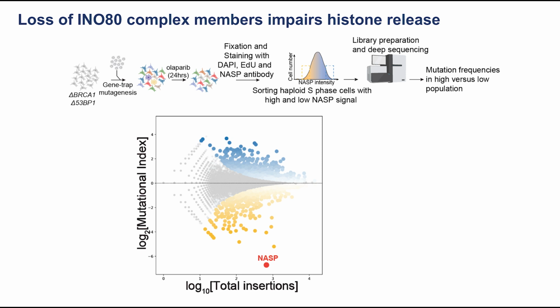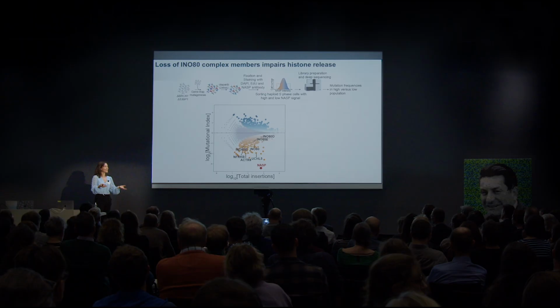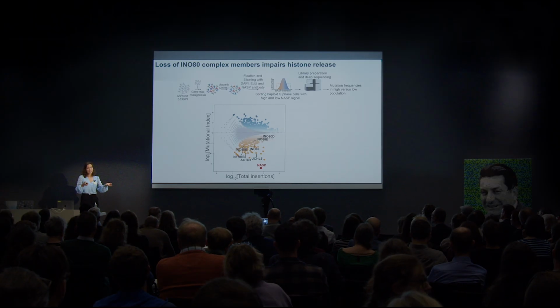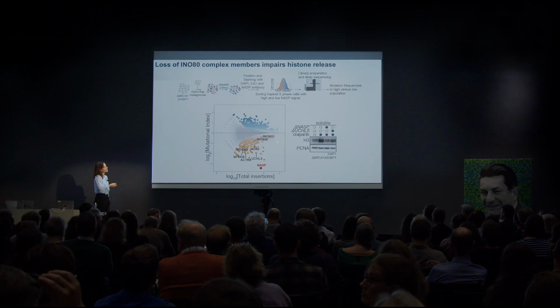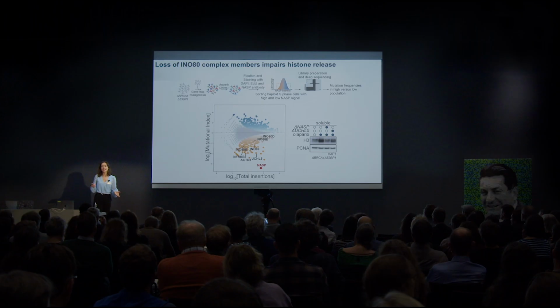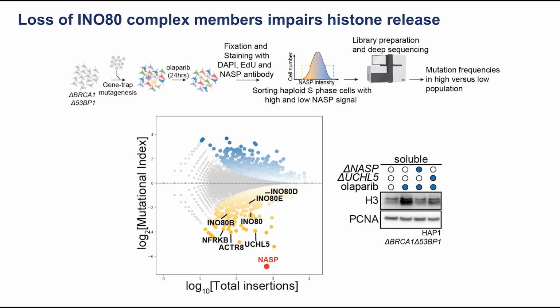Of course we see NASP at the bottom as a positive control that our antibody is specific, but quite intriguingly, we actually observed many members of the INO80 complex. This is a very well-known chromatin remodeling complex that is able to not just slide nucleosomes, but also evict them. And this is indeed the case. If we knock out one of these components, we can again see that these histones do not accumulate in the soluble fraction. And this brings me already to my model.